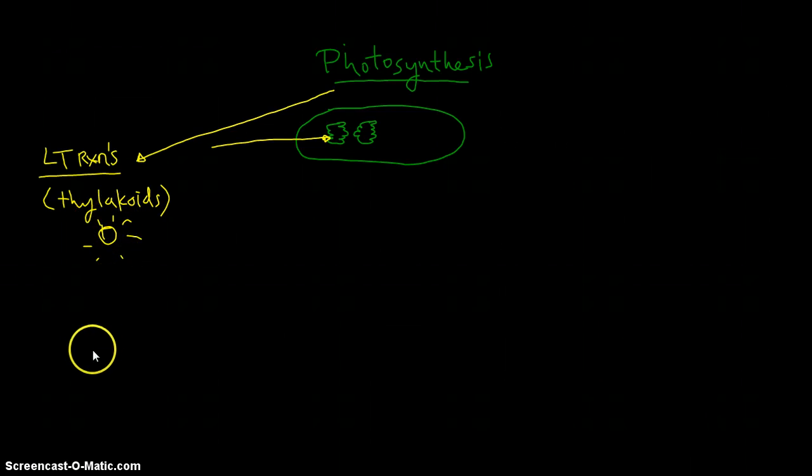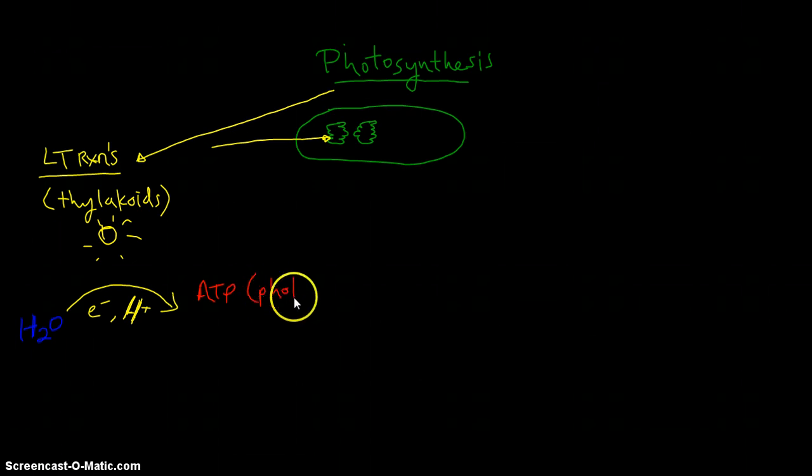travels 92 million miles to Earth, and that energy is used to power the conversion of water into electrons and hydrogen ions that can be used to drive the chemiosmotic creation of energy in the form of ATP through a process called photophosphorylation.